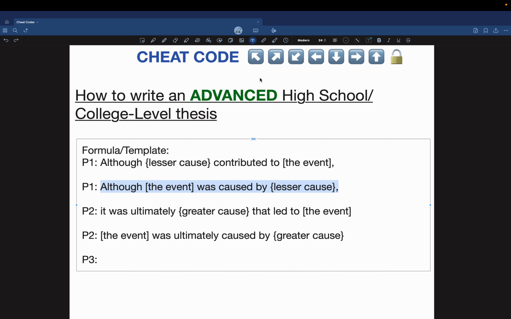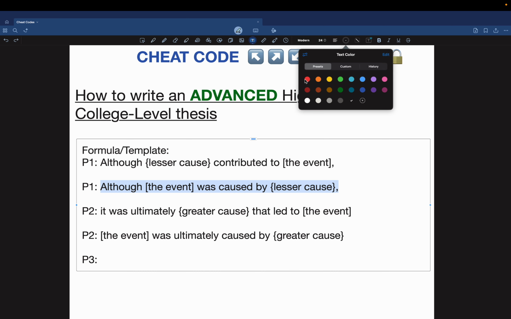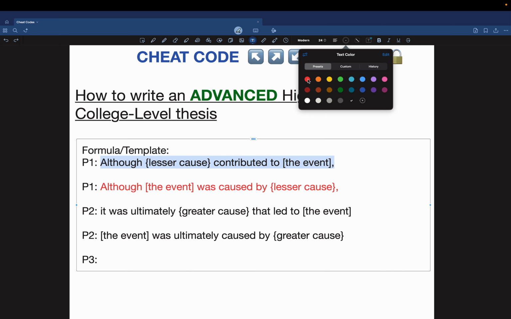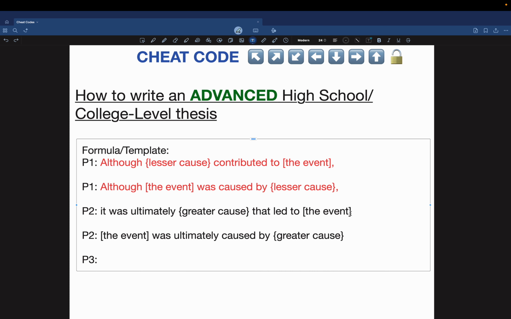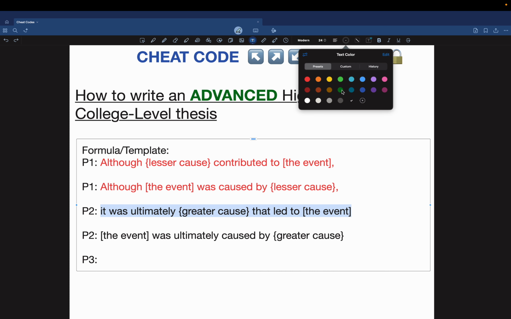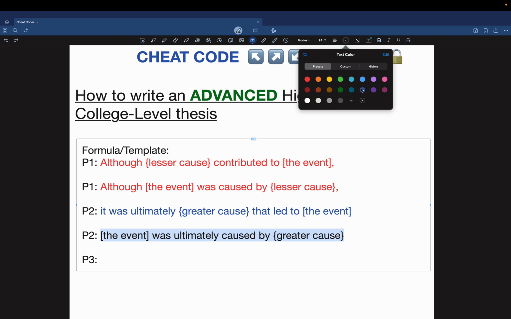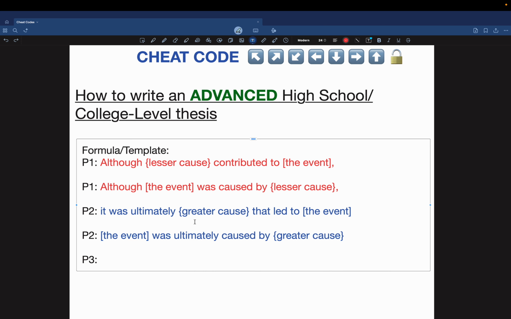I'm going to highlight this red just so we can color code and follow along. It was ultimately greater cause, and I'm going to highlight that green. No, actually, I'd like to highlight that blue. And green is going to be the significance because I put this in green to show that it's what makes it advanced. Okay.